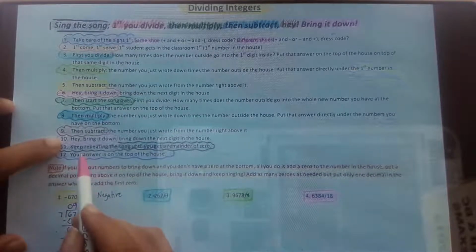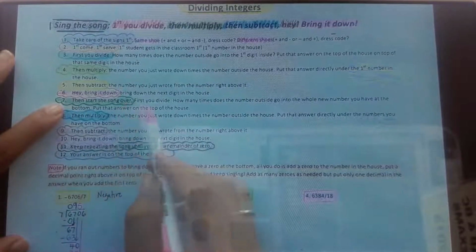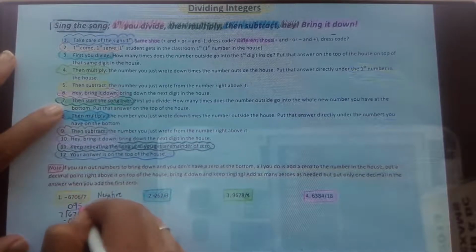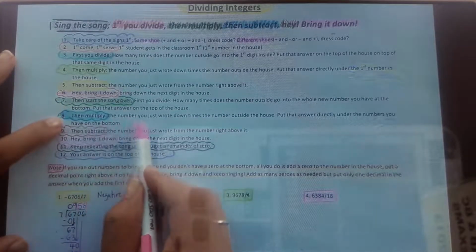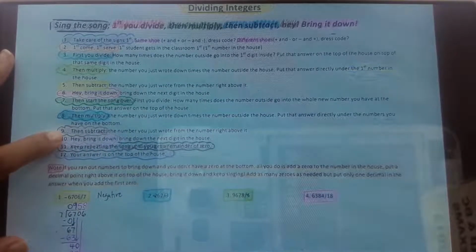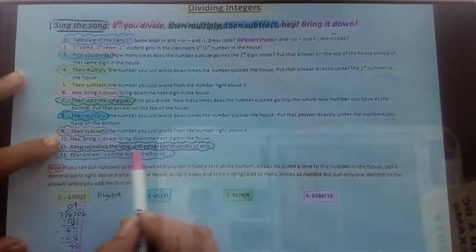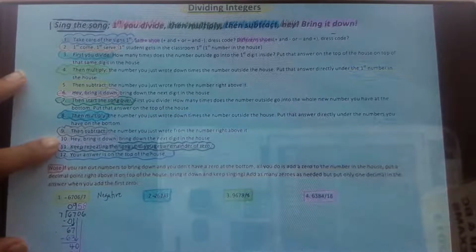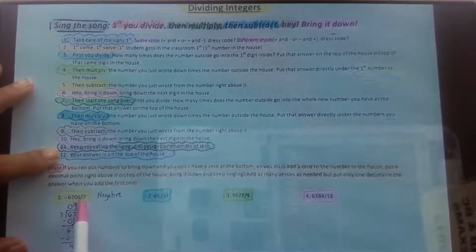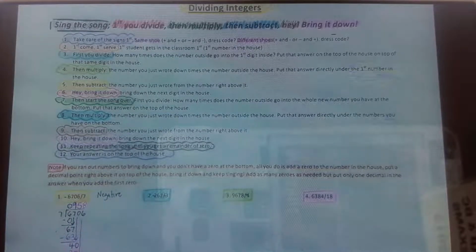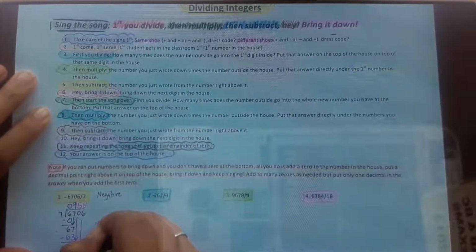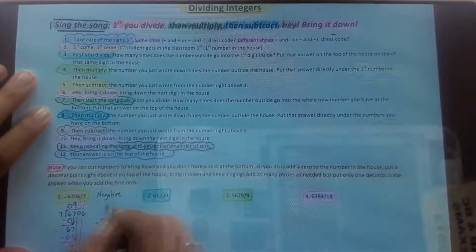Then I sing the song again. First you divide 7 into 56, 8. Then multiply. So 8 times 7, 56. Then subtract. 56 minus 56 is 0. Hey, bring it down. And there's nothing to bring down, and I got a remainder of 0. So I'm done, and the answer is on top of the house. So my answer is 958, and do not forget that we already determined that it was negative.